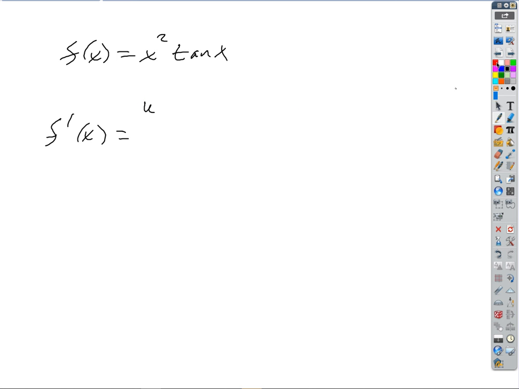u v prime plus v u prime. So, what's my u? x squared. What's my v prime? Secant squared, good. Plus, what's my v? What's my u prime? So that's it. All we would do is maybe clean it up a little bit. Just put the 2x out in front of the tangent, and that's it. That's all we can do, right?